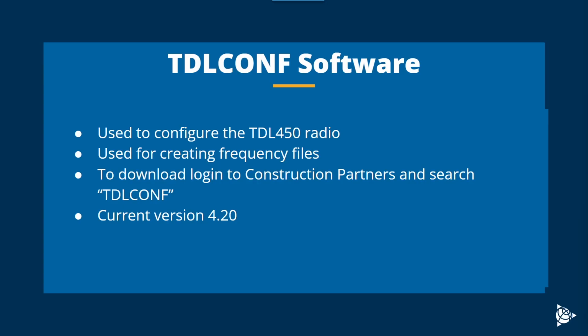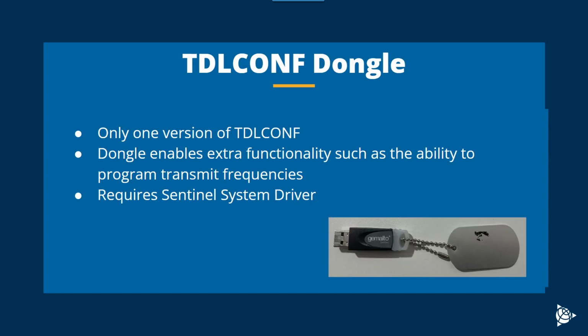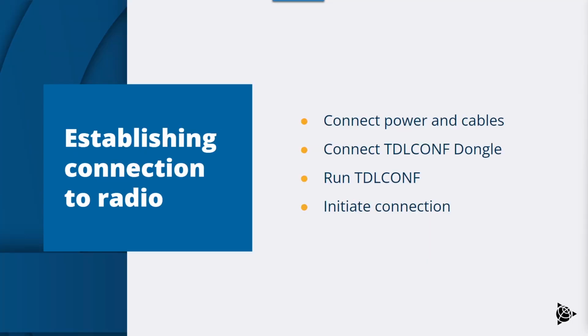TDLCONF is the software used to configure the TDL450 radios and can be used for creating frequency files. This is free to download from partners, and the current version is 4.2. There is only one version of the TDLCONF software, and a dongle is required to give dealers the ability to program frequencies. The dongle requires a Sentinel System Driver to be installed so that it is recognized by the computer running TDLCONF. The next step is to physically connect the radio to the computer, making sure the dongle is plugged in. Then we can run the software and initiate the connection via the serial port.